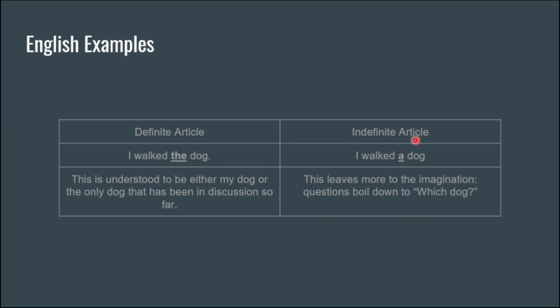Whereas the indefinite article, which is a or an if there's a vowel after it, I walked a dog. This one leaves a bit more to the imagination, and all the questions you ask are basically boiling down to which dog are you talking about, right? So if we go back to the example with you taking care of your friend's dog, and you text them and you say, I walked a dog, I think that friend's gonna be a little worried at least. Like, whose dog did you walk? Aren't you walking my dog, right? So this is for ambiguous statements, this is for definite statements.